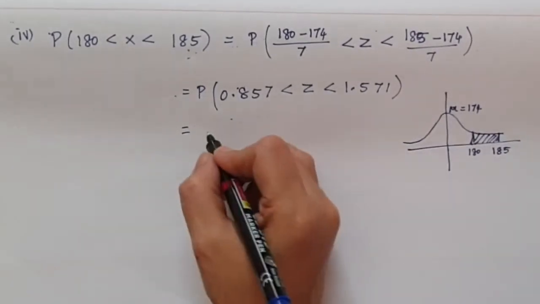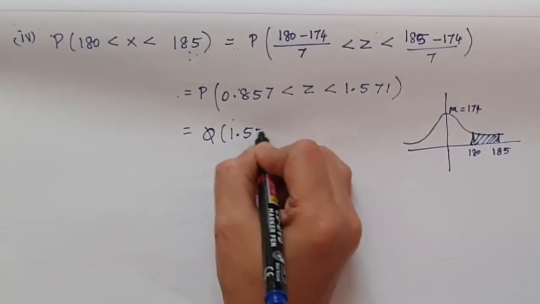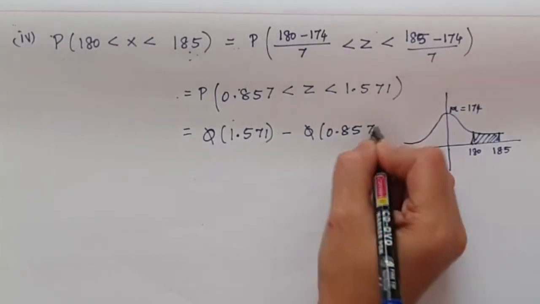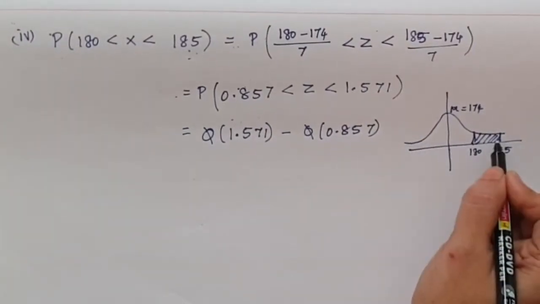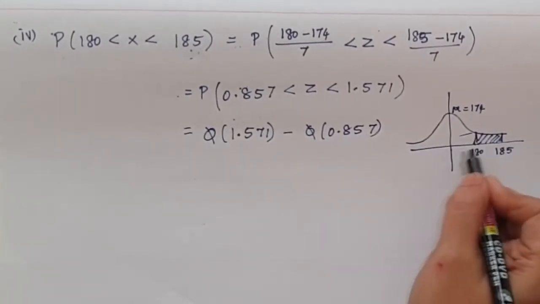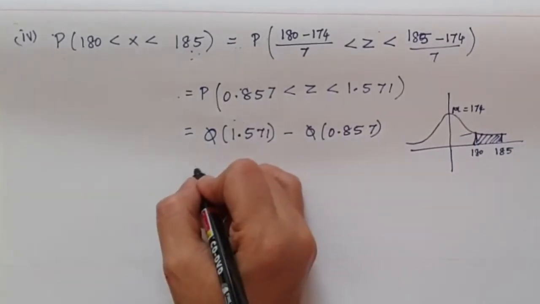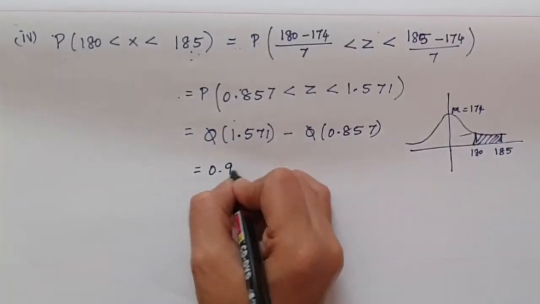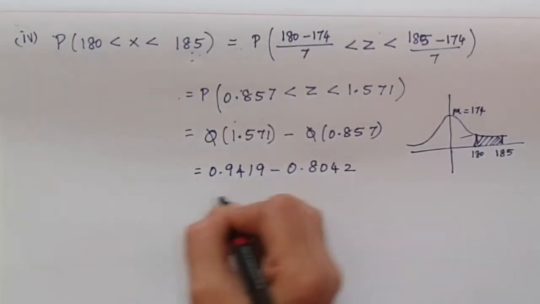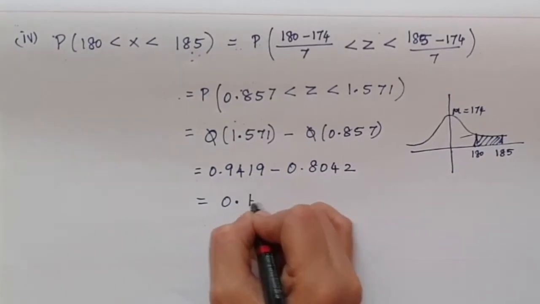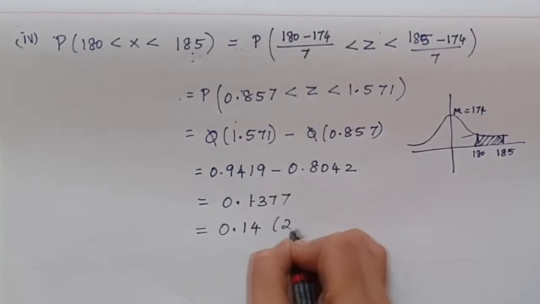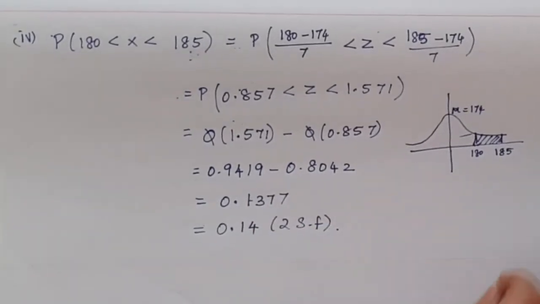So we can write this as phi of 1.571 minus phi of 0.857, because it is all the values lesser than 185 minus all the values lesser than 180. When you subtract the two, we get our required area. From the table, you get 0.9419 minus 0.8042. When we subtract it, we get 0.1377, which is equal to 0.14, correct to two significant figures.